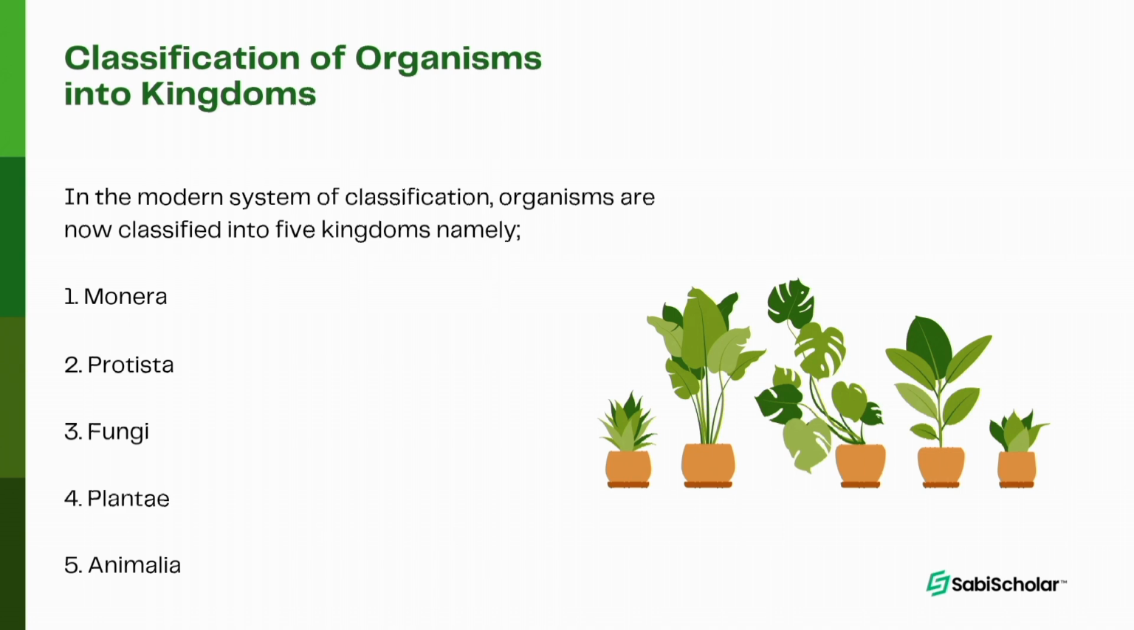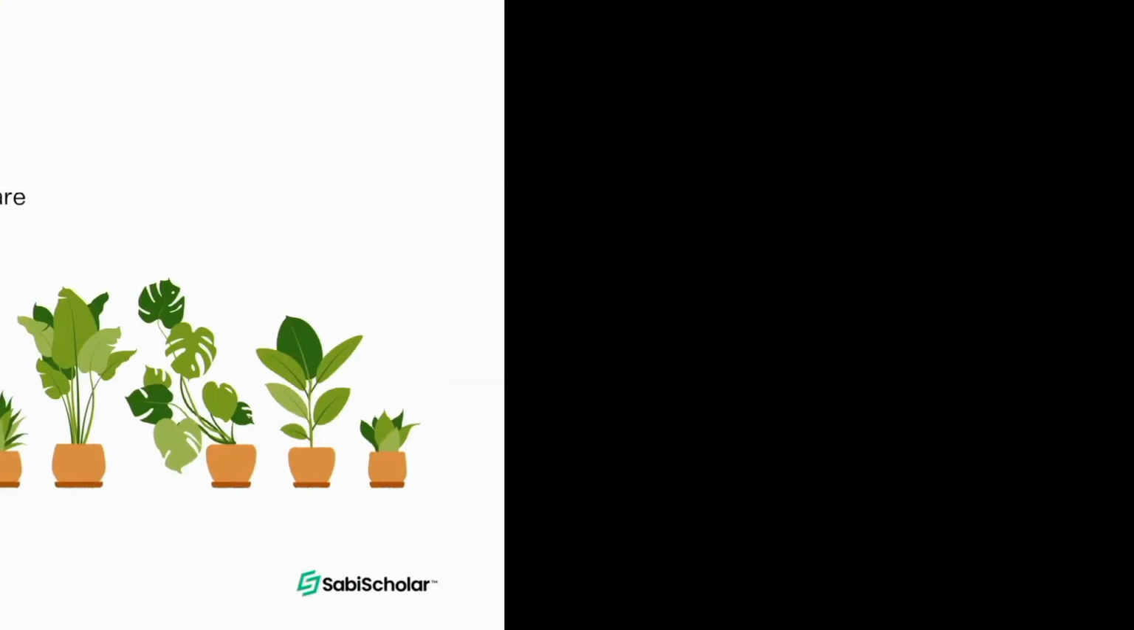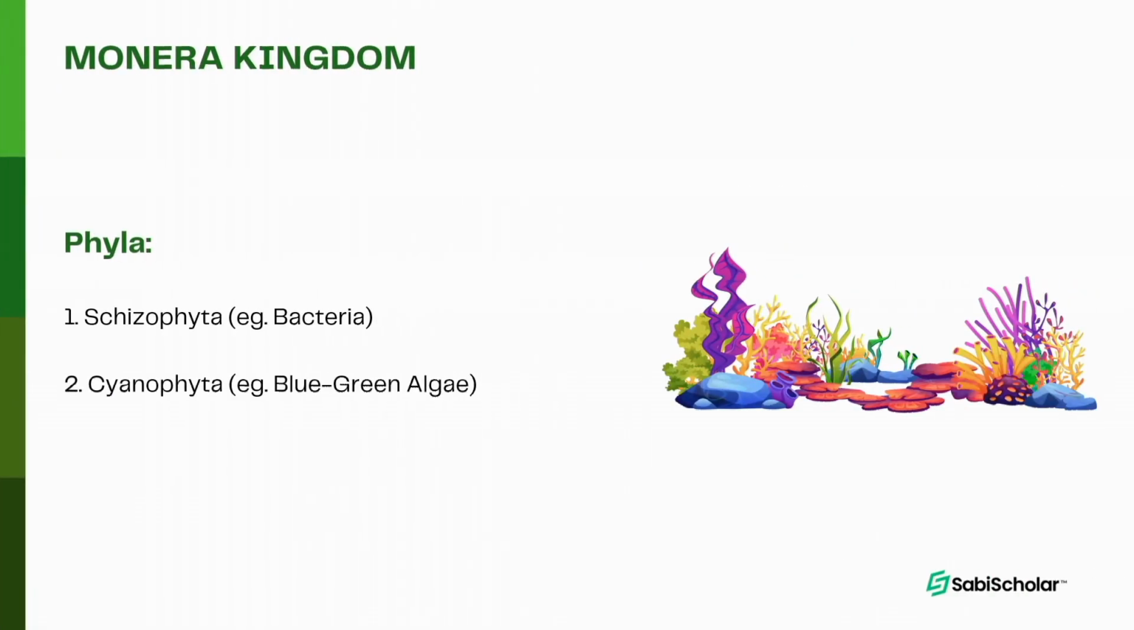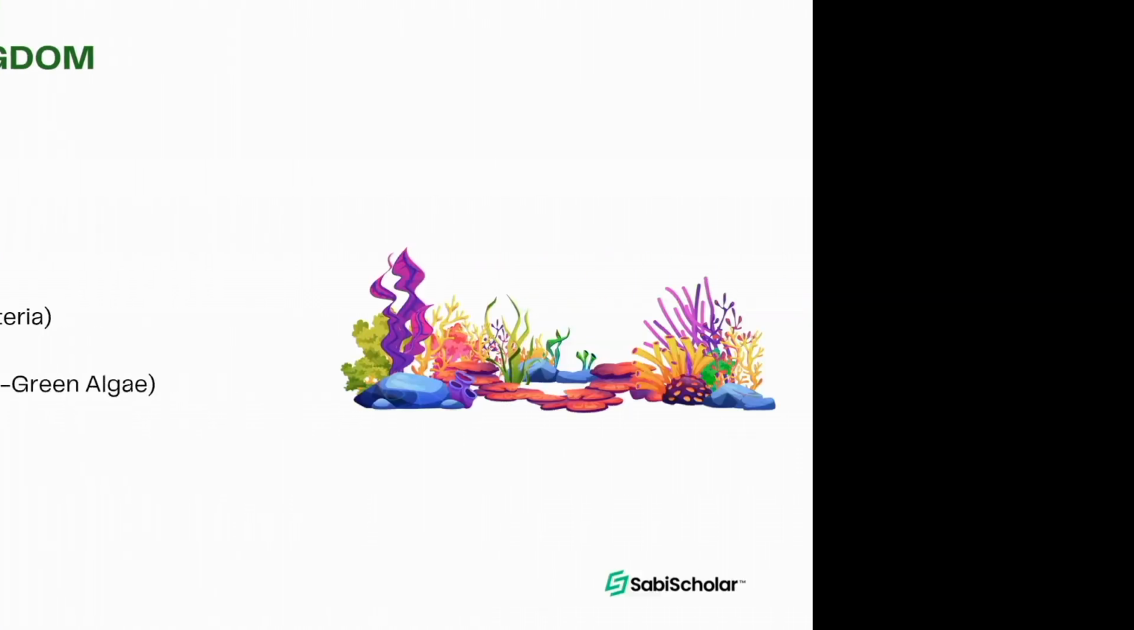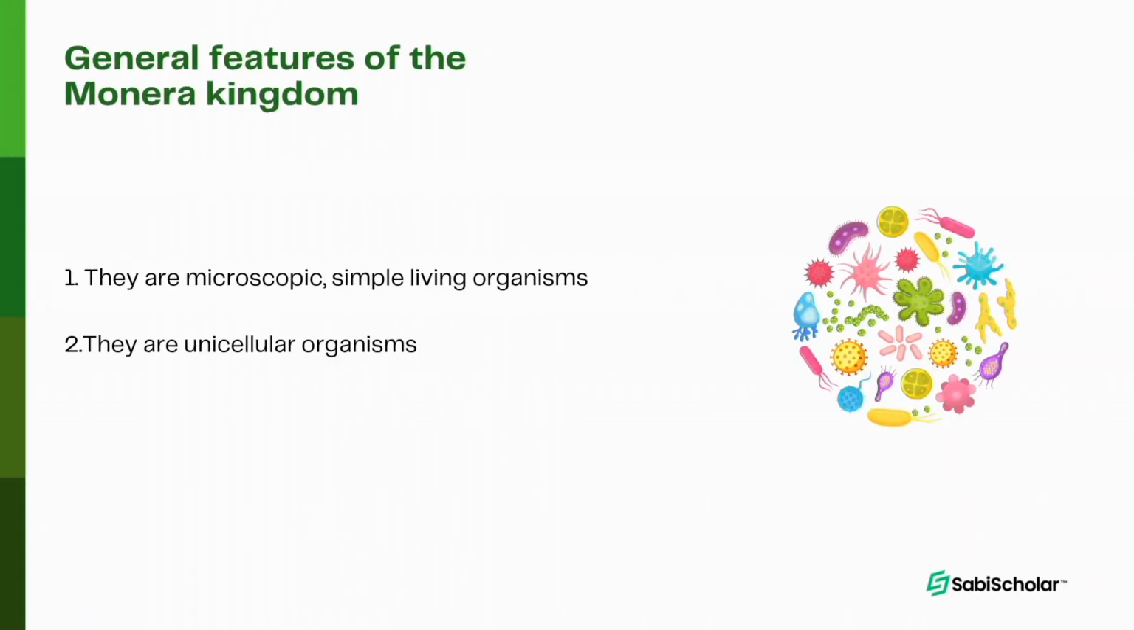The first kingdom we'll be looking at is the Monera kingdom. Under the Monera kingdom, there is the phylum Schizophyta. An example is the bacteria. And there is the phylum Cyanophyta. An example is the blue-green algae. Now let's look at the features of these living organisms under the Monera kingdom.